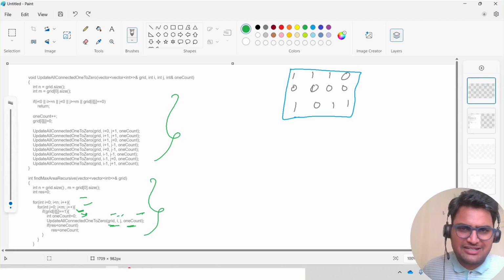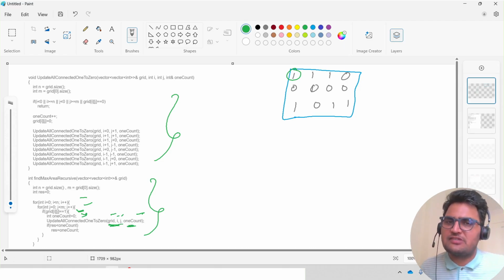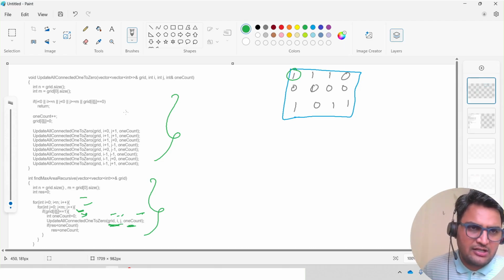So what we are doing, we are starting from the first node here, right? And here we are passing this upgrade all connected 1 to 0, and we are passing grid, position, and the one count, how many ones we have in this current region, right? So that is what we are doing here.